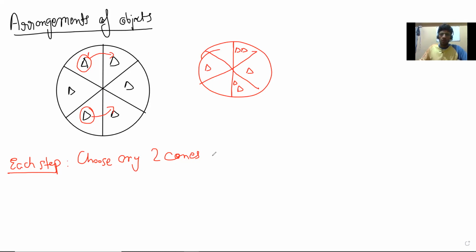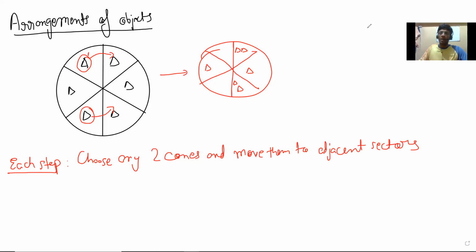Choose two cones and move them to bordering sectors. Adjacent is better. Yes, in the book it's bordering, it was also confusing to me. Adjacent is just simple, adjacent sectors. Or rather the sectors bordering them, adjacent sectors.